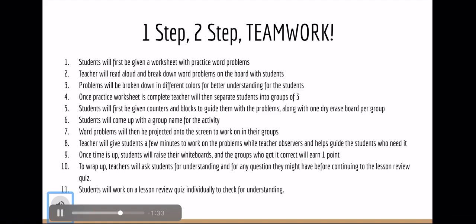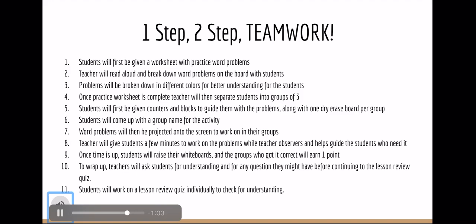Once the time's up, students will raise their whiteboards, and the groups who got it correct will earn 1 point. Once they come to a conclusion in their group, they'll write that on the little whiteboards and put it up, and it gives them more incentive when you give them points, because they want to learn. They want those points. They want to try really hard to gain those points.